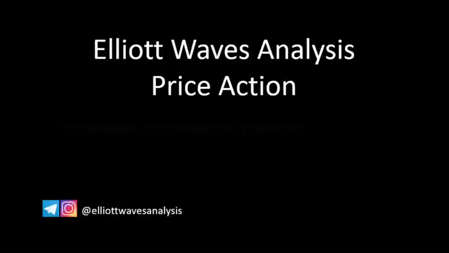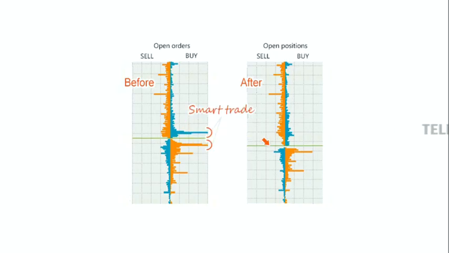Hello friends, in this video we want to talk about the order book, how to identify a smart trade in the order book. The smart trade has one special feature. It instantly appears in the order book. For example, a smart trade can be absent on the previous snapshot and appear in the current one. The volume of the trade is also remarkable.